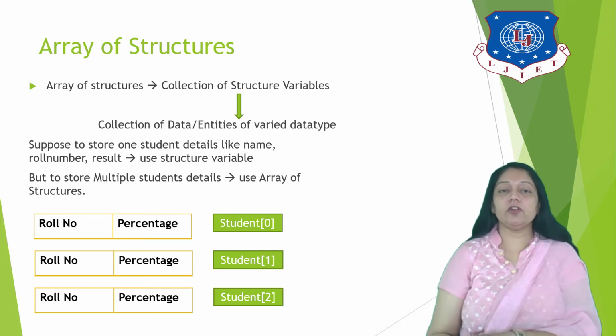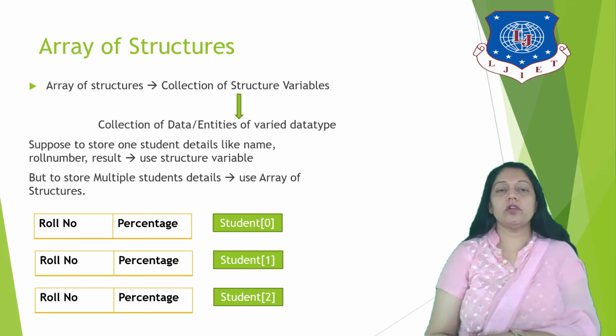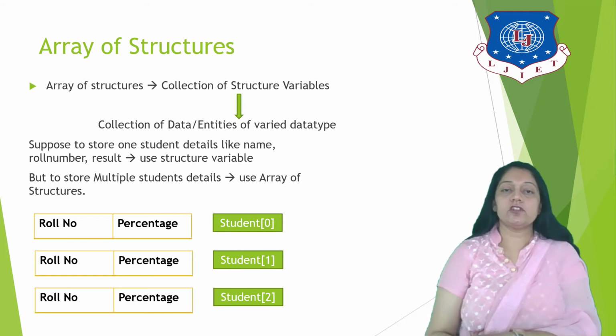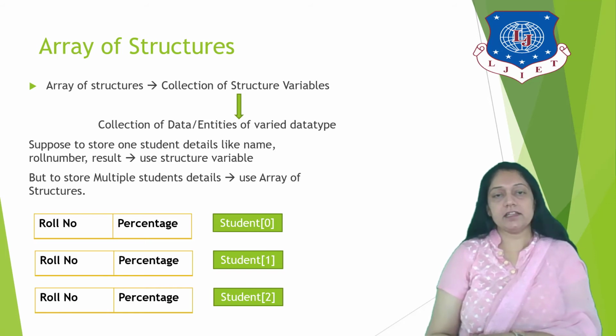When are you going to use arrays of structures? In real time, we use arrays of structures more often than simple structures. For example, if you want to store only one student's data, like name, roll number, and result, you simply use a basic structure. But if you want to store 100 students' data or 1000 students' data, and each student's data should have the values name, roll number, and result, then I'll be using an array of structures.